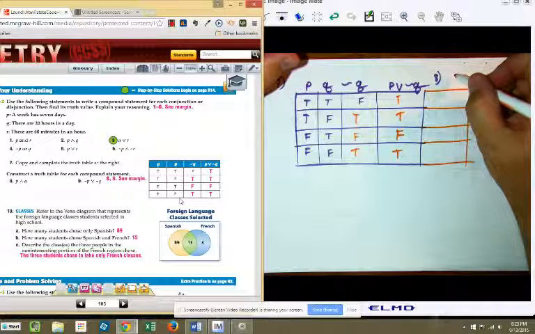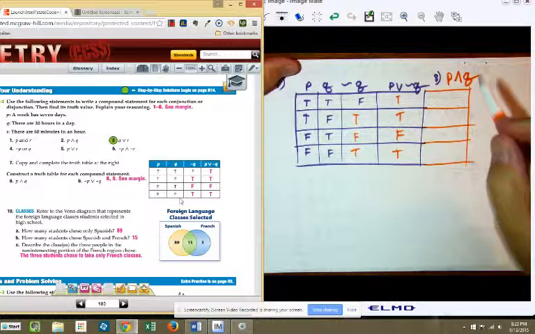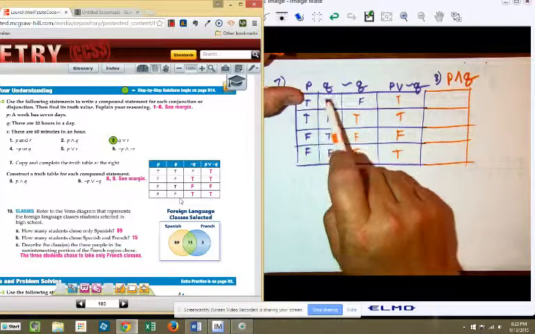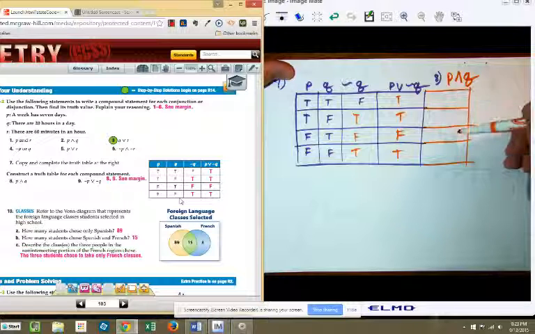And it wants you to make a chart for P and Q. So remember, the only time P and Q is true is if both P and Q are true. So that would work here, but no, no, and no. So it'd be true, false, false, false. And that's building a table.